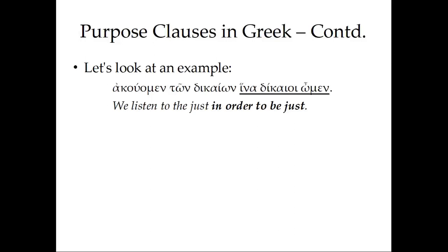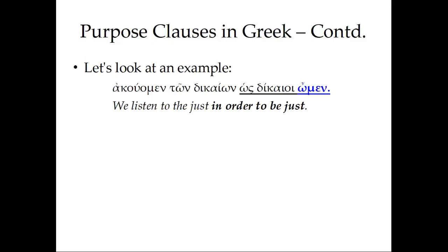And we get hina, the conjunction here. We could use hopos or hos, as we saw before: hina, hopos, or hos for the conjunction in a purpose clause. And then our final ingredient is the subjunctive. In this case, the subjunctive of eimi, I am. This is the first person plural, the subjunctive of we are, basically.